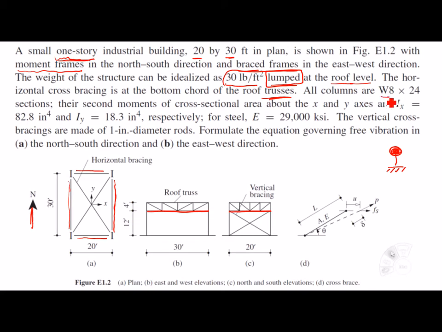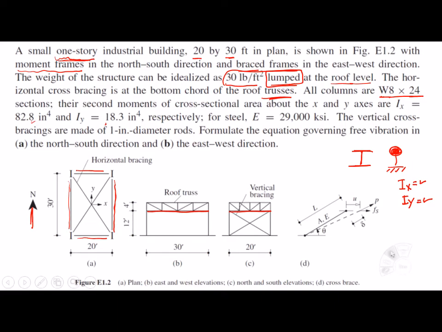All columns are wide flange 8 by 24 sections. So we have 1, 2, 3, 4, four columns. All of them are wide flange with this cross section, 8 by 24. Their second moments of cross-sectional area about the x and y axes, Ix and Iy, are given here respectively. So everything about the section is already known to us.